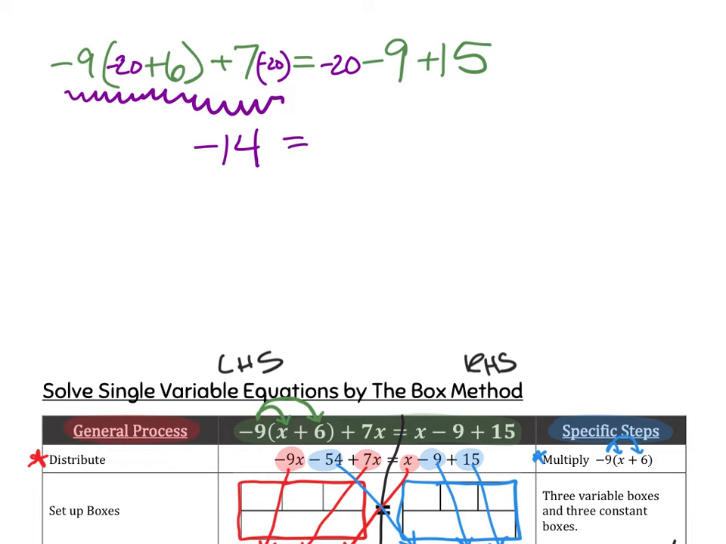Now I want everybody to also calculate the other side. So I want you to type all of that in there. Negative 20 minus 9 plus 5. If, when you press enter, you get negative 14, we're good to go. Did you get negative 14? So we're left with a mathematical statement that says negative 14 equals negative 14. Is that true? Yeah, negative 14 is negative 14. Great, we got this problem right.